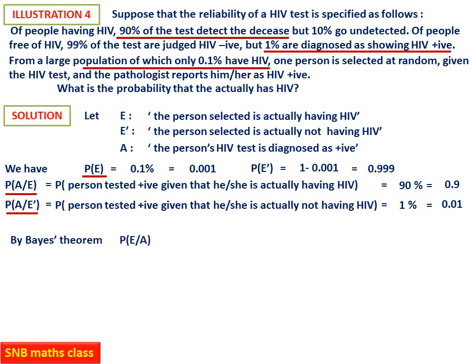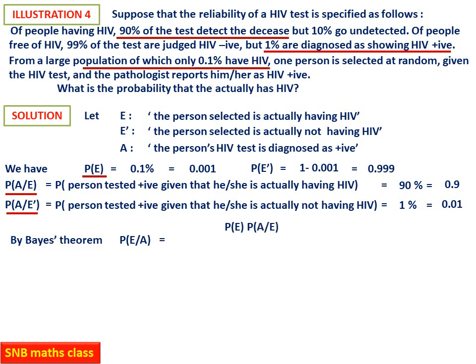Now the question is by Bayes theorem. The question asked is this: what is probability E given A? That is, what is the probability that the person actually has HIV, given that the test is positive. E means actually having HIV. A means the person's HIV test is diagnosed as positive. One is having HIV, another is detected also as HIV. So this is the thing.